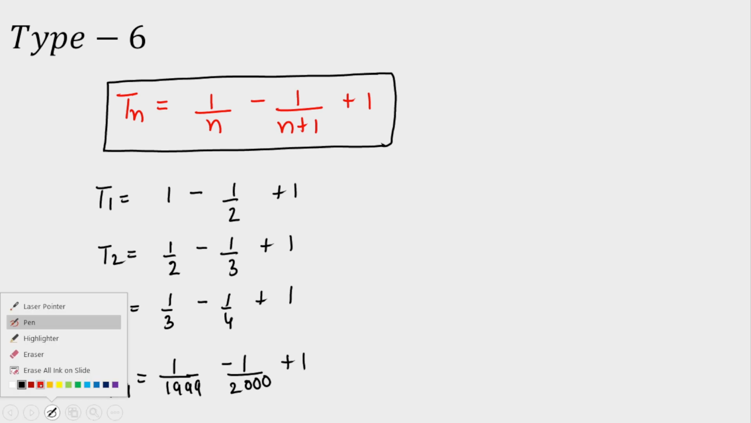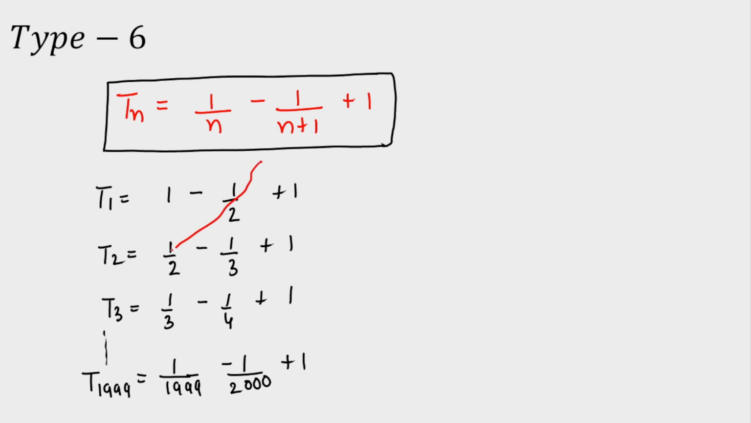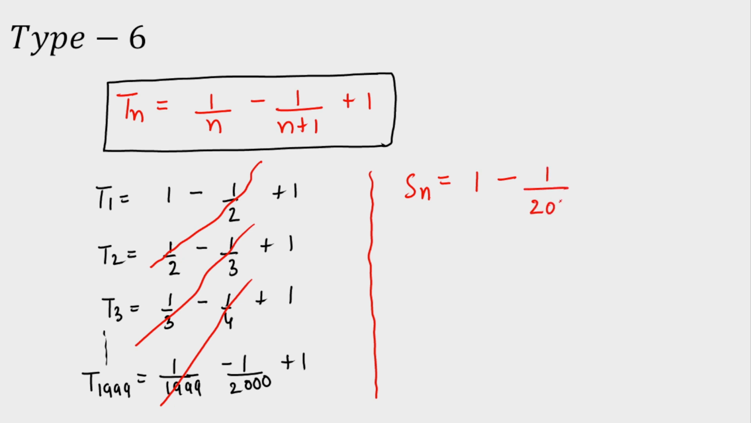Now if you add all the terms here, you will see a nice telescopic series, and this is the most satisfying part. Minus 1/2 plus 1/2 will cancel out, and similarly cancellation will happen like this. So the moment you calculate the sum, 1 is remaining here and minus 1/2000 is remaining, and then if you add 1 1999 times, you will get 1999. Then S of 1999 terms will be equal to 2000 minus 1/2000, which will be our final answer.